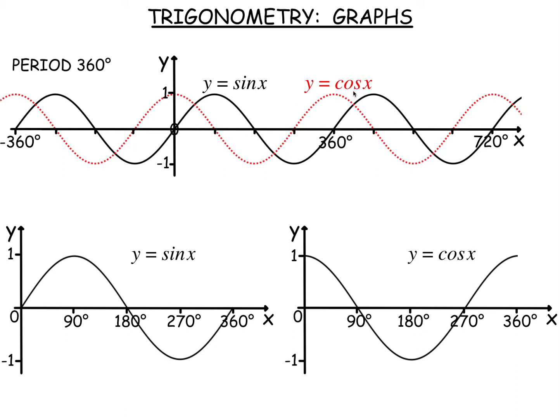The cosine curve is in fact the same curve, simply a sine graph shifted 90 degrees to the left. So it's also got a period of 360 degrees, a maximum value of 1 and a minimum value of -1.